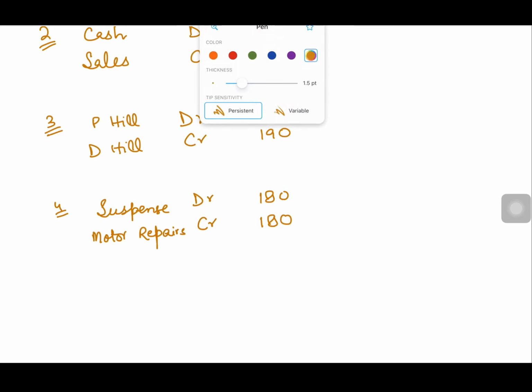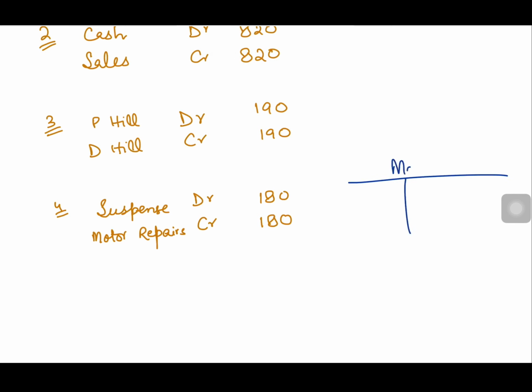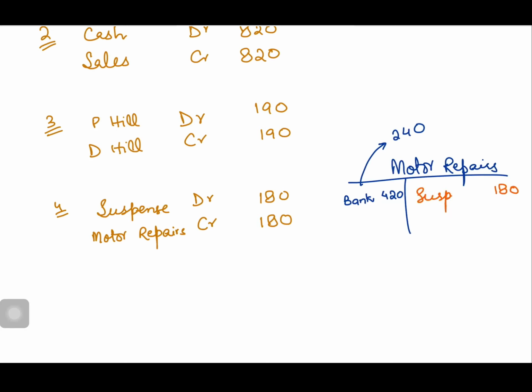If I show you this in the T account, so motor repairs. Right now we have recorded how much on the debit side? We have recorded 420 on the debit side. The original value was 240, right? So more has been recorded on the debit side. Now after making the correcting entry, I will be crediting 180 in motor repairs account because of suspense. So this will bring the balance of this account just as per the original value of the transaction, and that was 240, right? So 240 will be transferred to your income statement because this 180 will offset the effect of the overstated amount that was recorded previously, right?